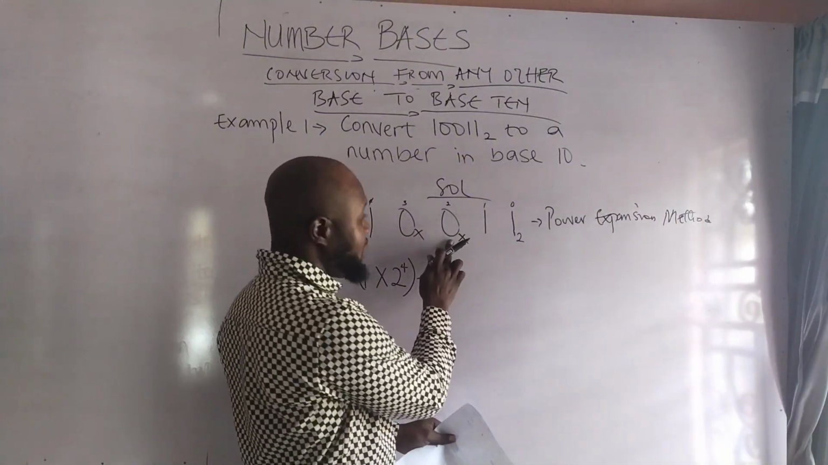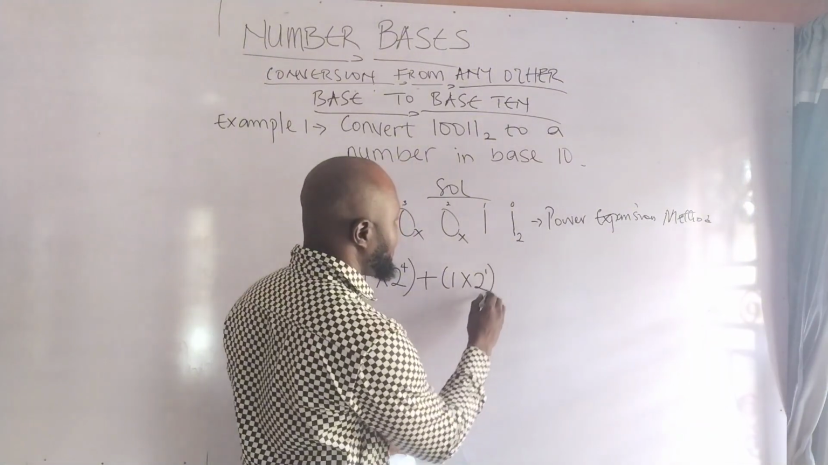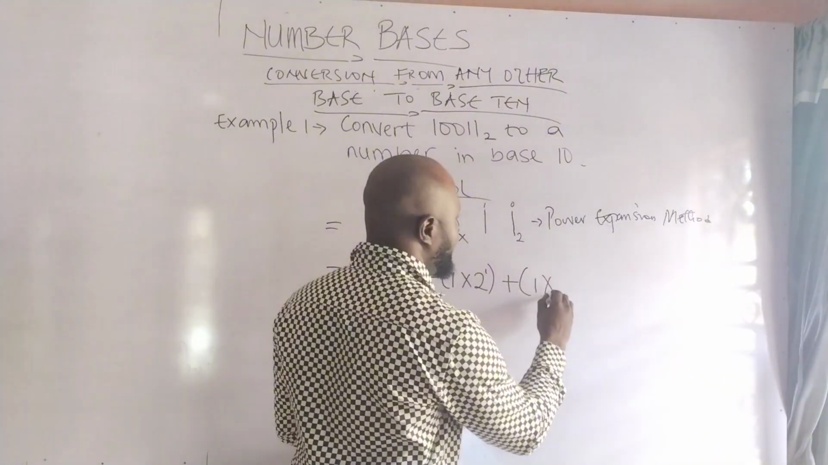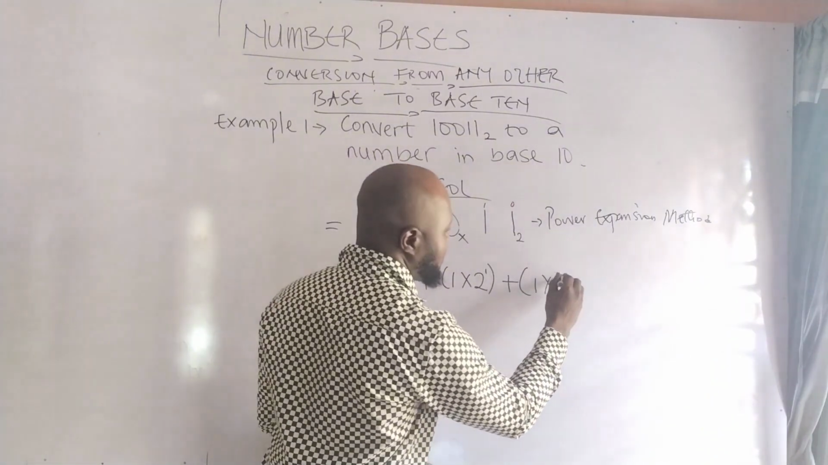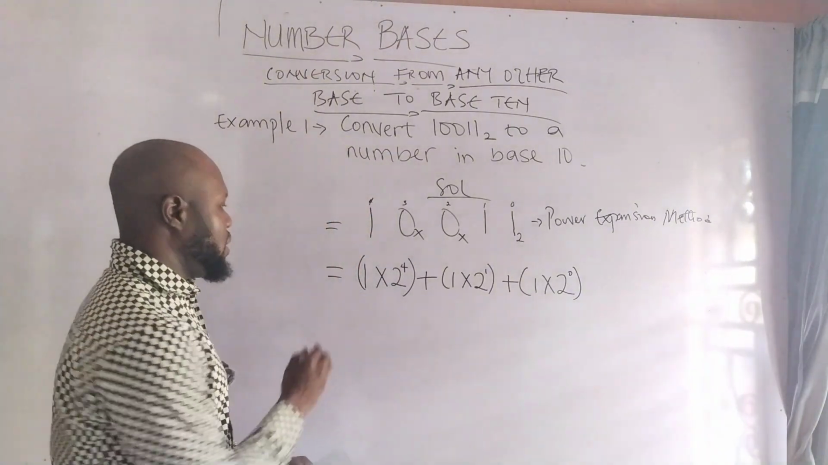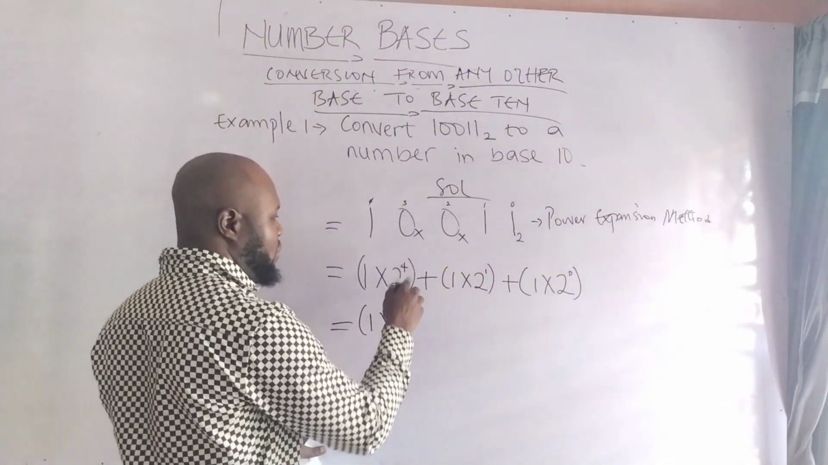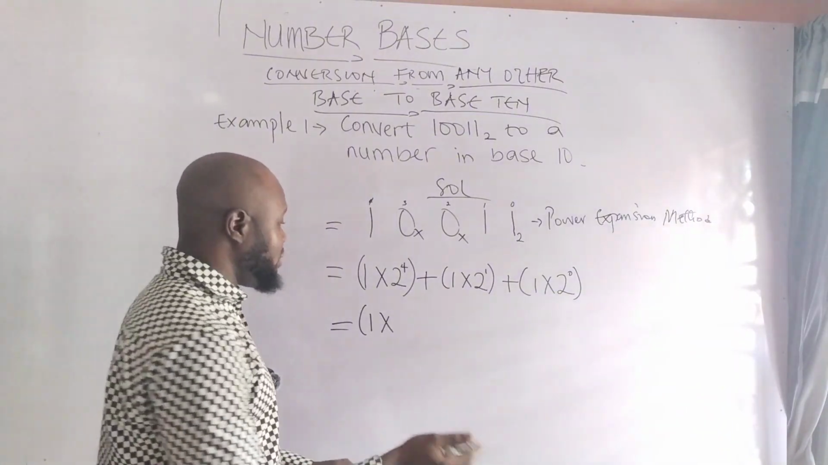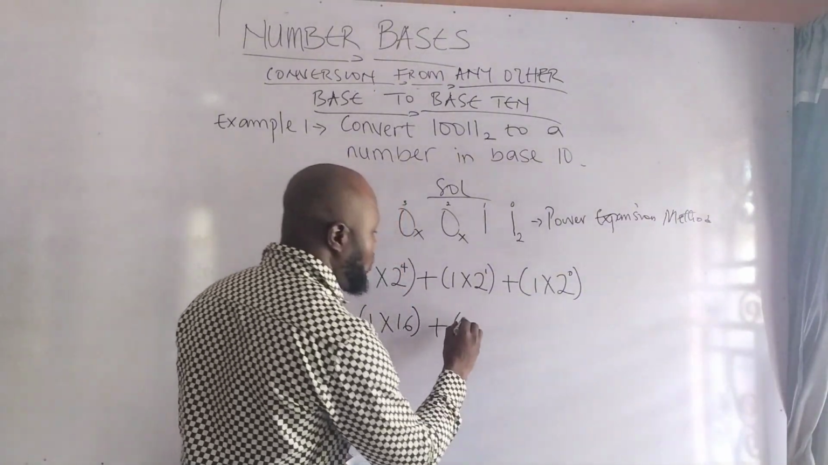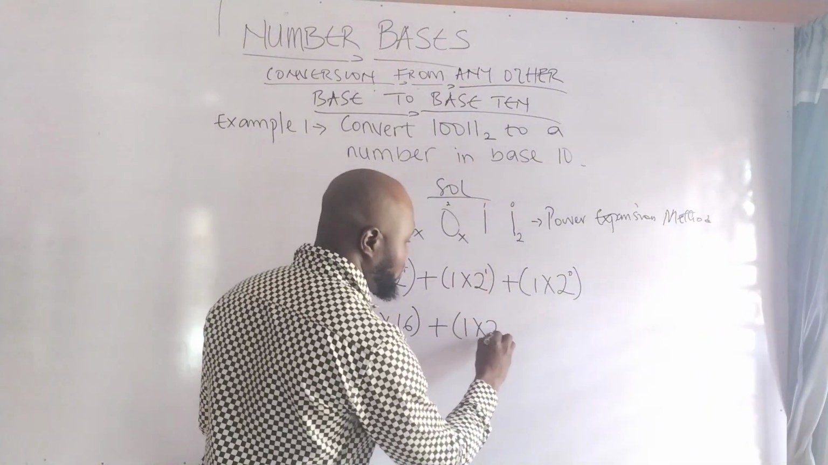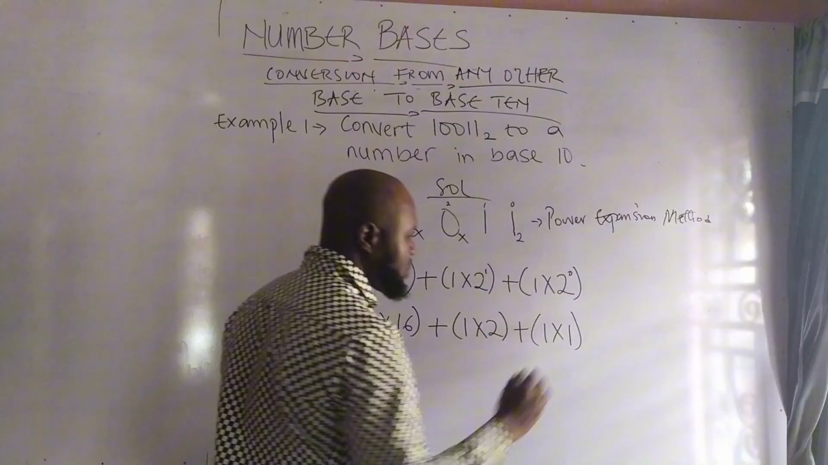The same thing applies to the next 0. Then we move to 1: 1 times 2 raised to power 1, plus 1 times 2 raised to power 0. Can you see? So 1 times 2 raised to power 4: 2 times 2 is 4, 4 times 2 is 8, 8 times 2 is 16. So 2 raised to power 4 is 16, plus 1 times 2 raised to power 1 is 2, plus 1 times 2 raised to power 0 is 1.